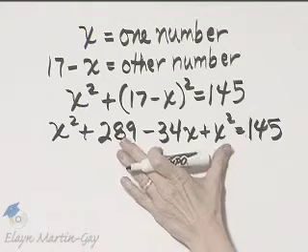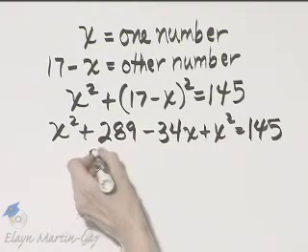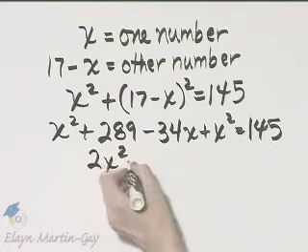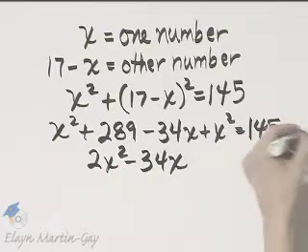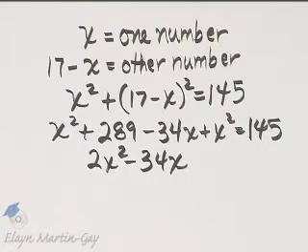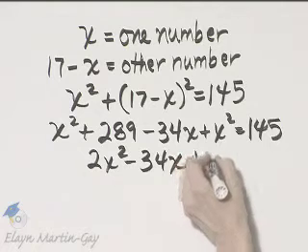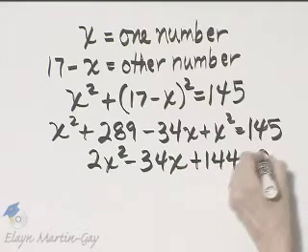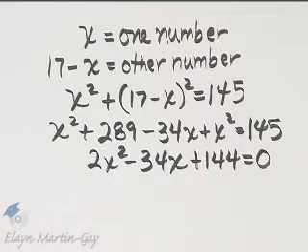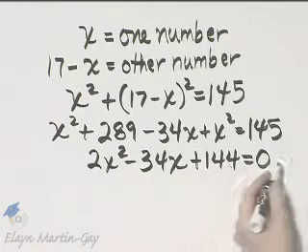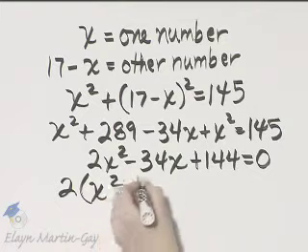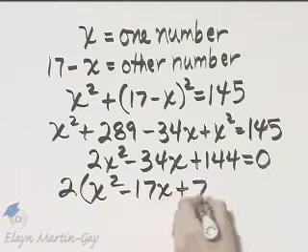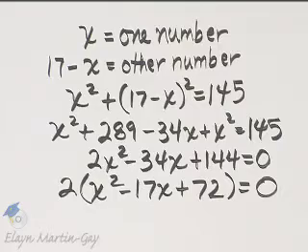That's the binomial squared. Now x squared plus x squared, that's 2x squared minus 34x, and then I'll have 289 minus 145, and that is 144 equals 0. So I did subtract 145 from both sides at the same time. Notice there is a common factor of 2 here. I'll go ahead and factor that out. So I have x squared minus 17x plus 72 is equal to 0.